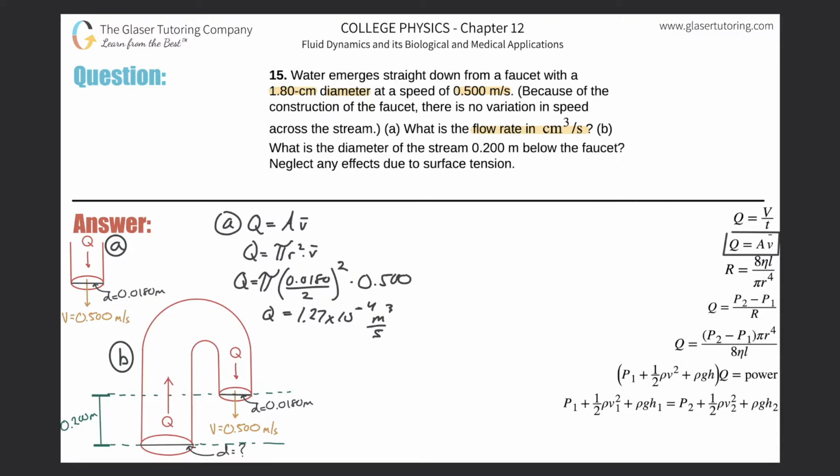So this is an answer, but they wanted it with specific units. So we just need to do that conversion. I'm going to do the conversion up here on the left. We have 1.27 times 10 to the minus 4th meter cubed per second. Now what I need to do is get rid of meter. So meter goes on the bottom, centimeter goes on the top. Plug in your values: there are 100 centimeters in 1 meter.